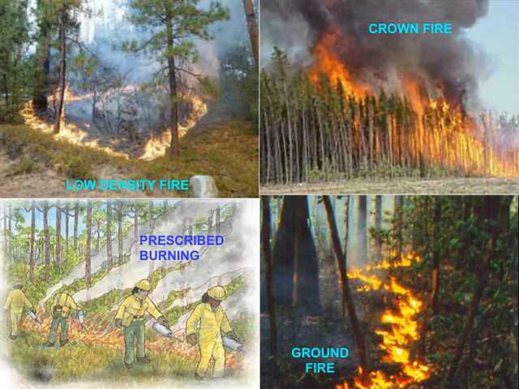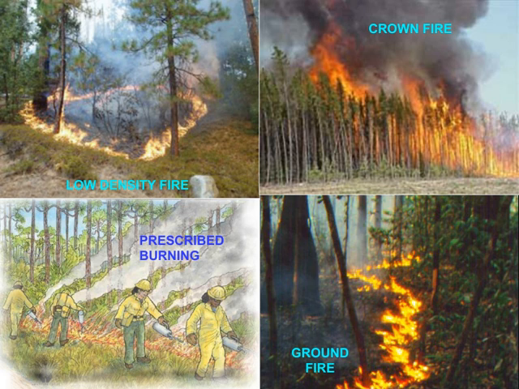Now, let's take a quick look at some of the different types of fire we might encounter or manage. First up is low-density fire. This type of fire typically occurs in areas where vegetation is sparse, and the flames tend to be less intense and spread more slowly. It's important because it can be easier to control and can help reduce fuel loads gradually.